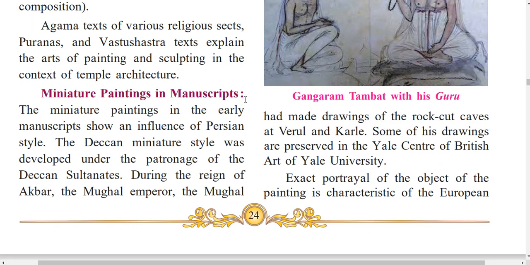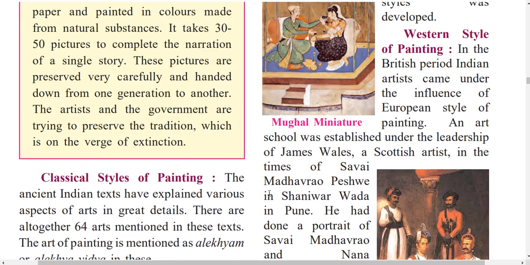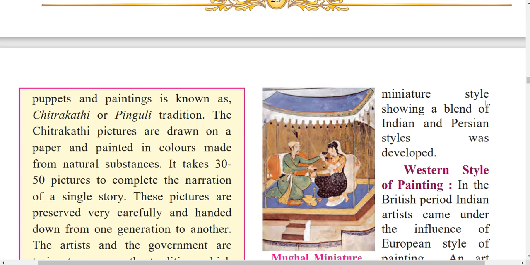Miniature paintings in manuscripts. The miniature paintings in the early manuscripts show an influence of Persian style. The Deccan miniature style was developed under the patronage of the Deccan Sultanates. During the reign of Akbar, the Mughal emperor, the Mughal miniature style, showing a blend of Indian and Persian styles, was developed.